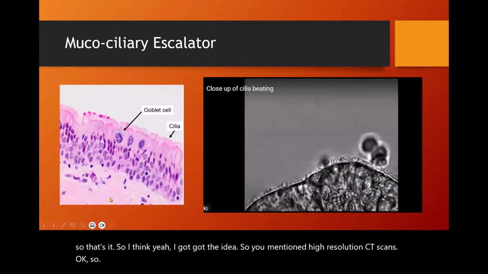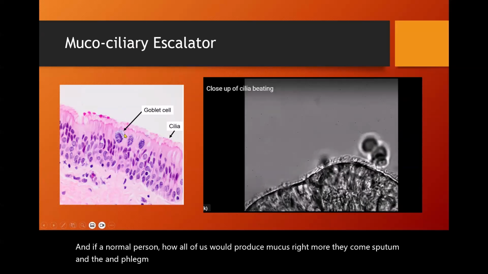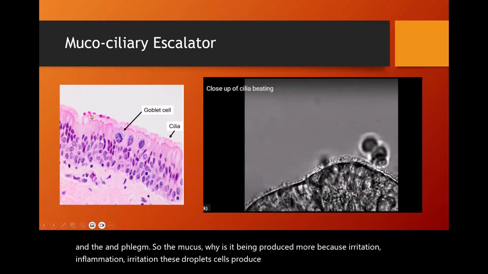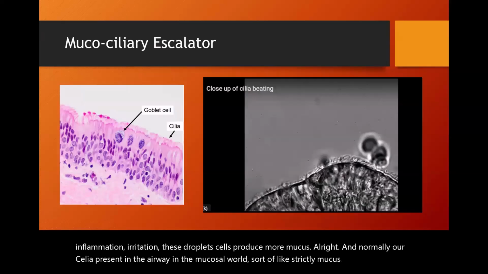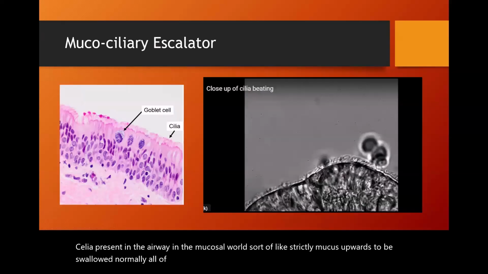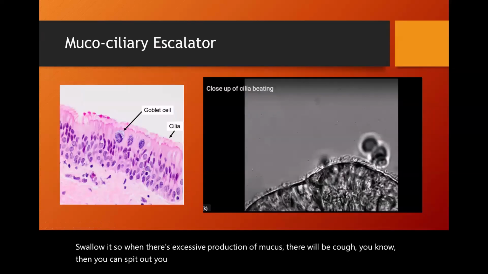Now, why is there so much mucus? All of us will produce mucus. More becomes sputum and phlegm. So why is it being produced more? Because of irritation, inflammation. These goblet cells produce more mucus. Normally our cilia present in the airway mucosa will sweep the mucus upwards to be swallowed. Normally, all of us produce mucus, but in such a small amount that we don't notice, and we usually swallow it. When there's excessive production of mucus, there will be cough, then you can spit out the sputum and the phlegm, that kind of thing.